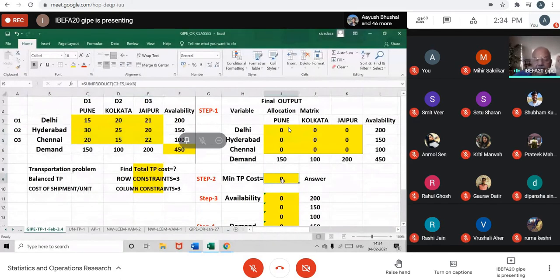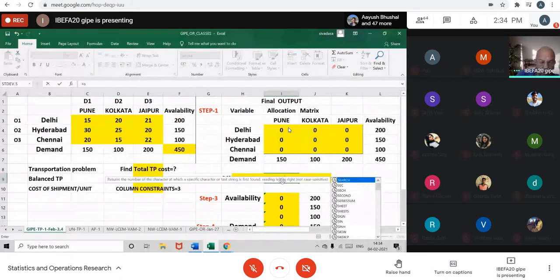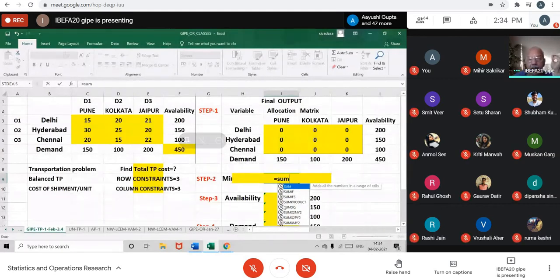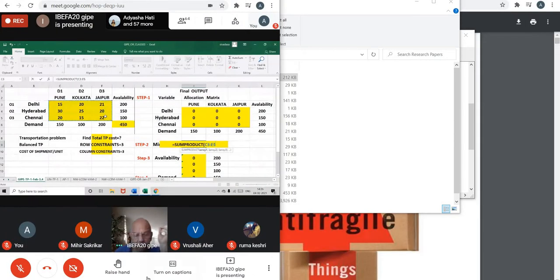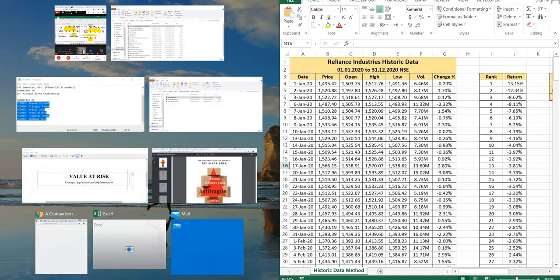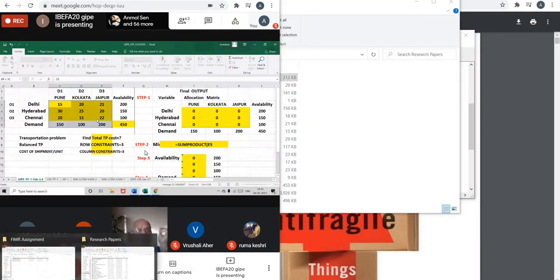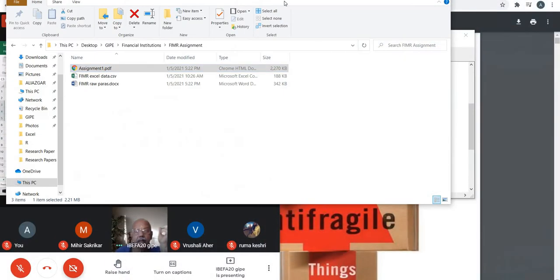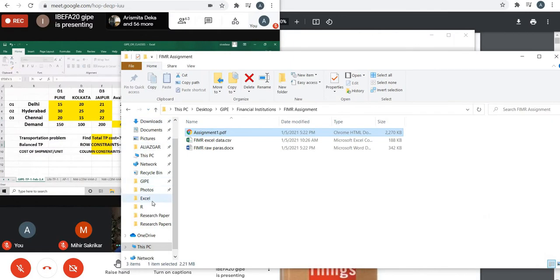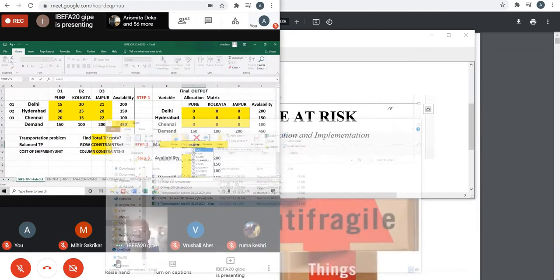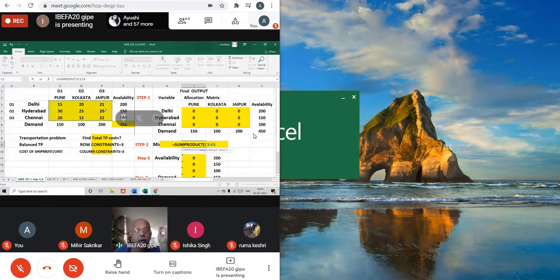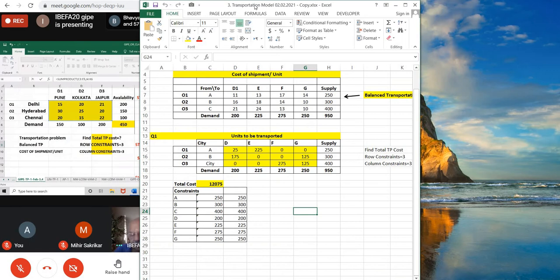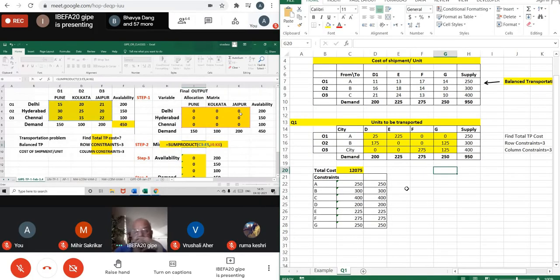Multiplied by the allocation, cost multiplied by allocation is 0.